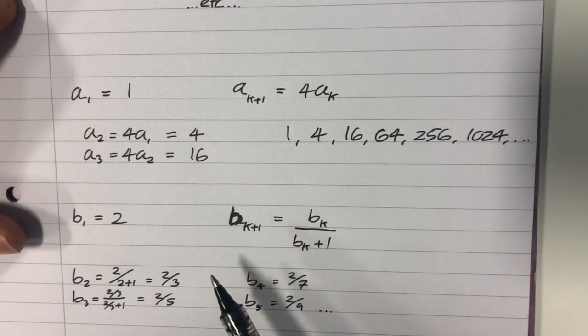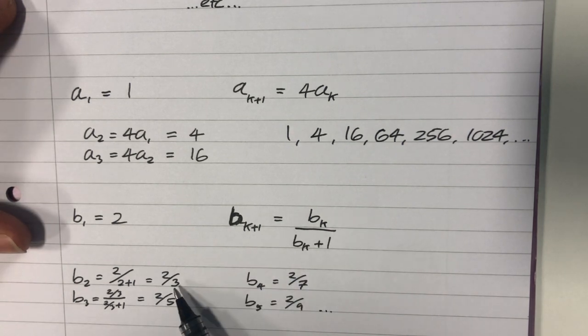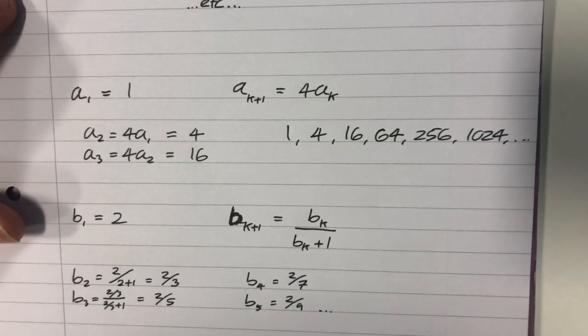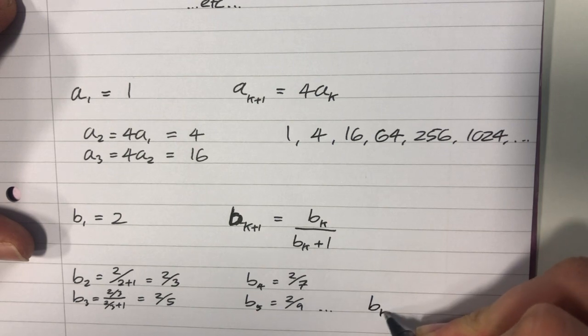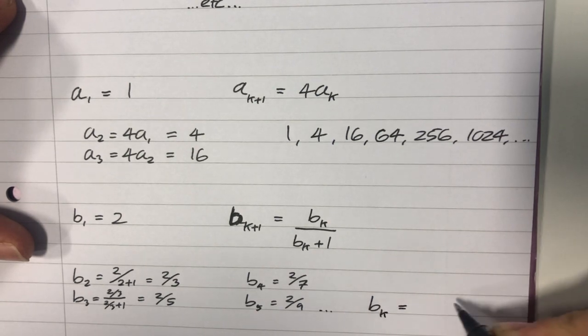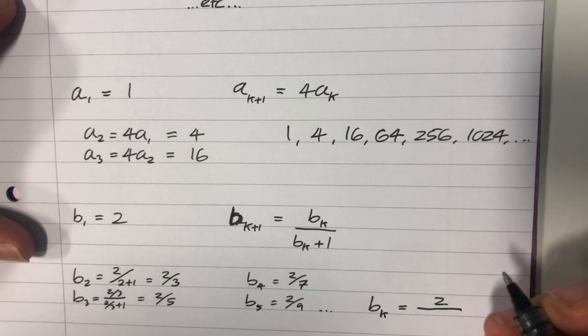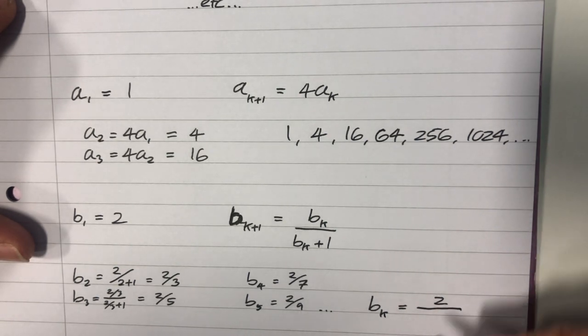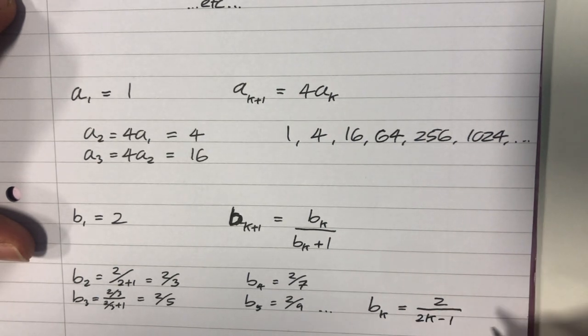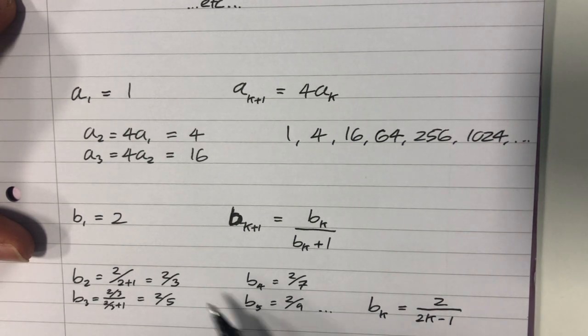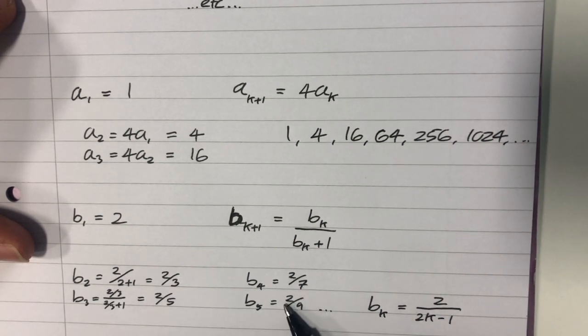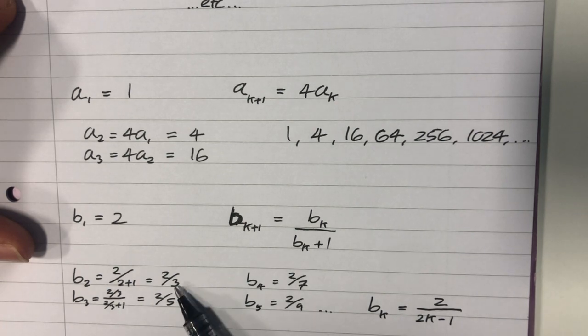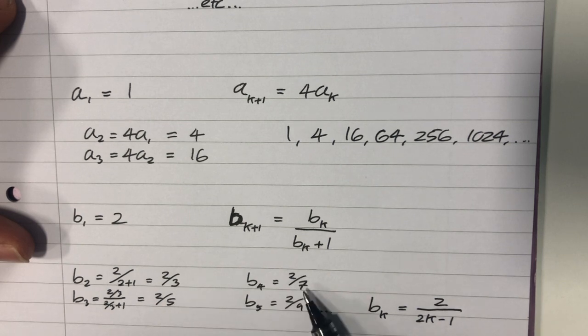In some cases, it might be possible to actually calculate the general kth term directly. And you might be asked to do that. So in this case, it's nice and easy to say that bk is probably going to be 2 over 2k minus 1. Okay, that formula will work for all of these four. Okay, 2 is on top of the fraction each time. And we can see that the denominator of the fraction is going up by 2 each time.